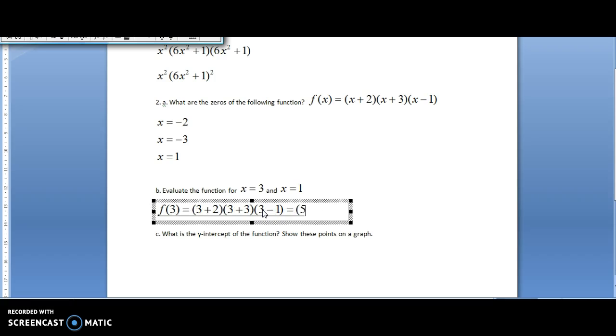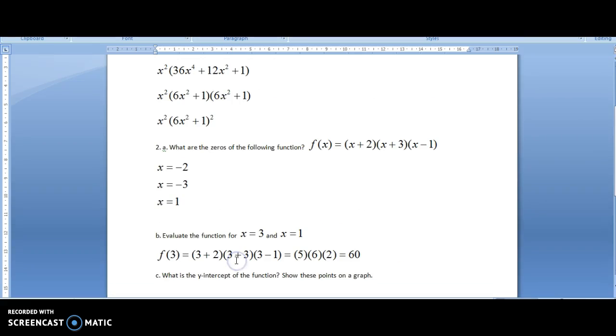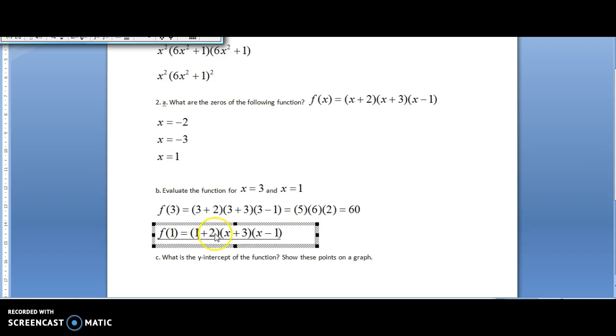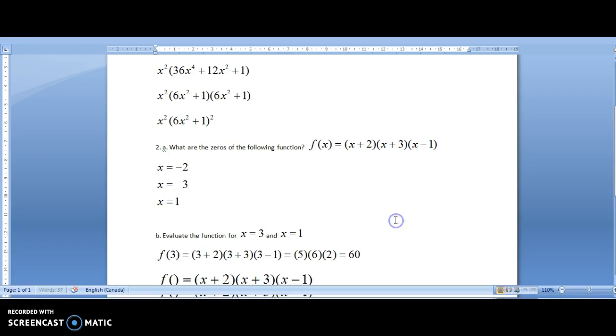The first bracket is 5 times 6 times 2. 5 times 6 is 30, and 30 times 2 is 60. So f of 3, or the function at 3, is equal to 60. Now what about f at 1? Well, that shouldn't be too difficult for you to see because 1 was actually one of our zeros. So if we put 1 there, 1 there, 1 there, and 1 there, this third bracket alone should tell you right away evaluating at 1 is really just giving you the 0. So it's going to be that like that.